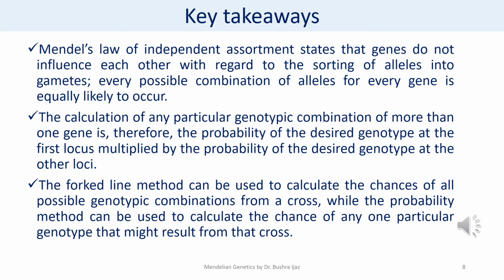So the main key takeaways from this part of the video is that Mendel's law of independent assortment states that the genes do not influence each other with regard to the sorting of the alleles into gametes. Every possible combination of alleles for every gene is equally likely to occur. The second main point is that the calculation of any particular genotype combination of more than one gene is the probability of the desired genotype at the first locus multiplied by the probability of the desired genotype at the other loci. Loci is the location where a gene is present. And the last thing, the fork line method can be used to calculate the chances of all possible genotypic combinations from a cross, like we did previously, while the probability method can be used to calculate the chances of any one particular genotype that might result from that cross.